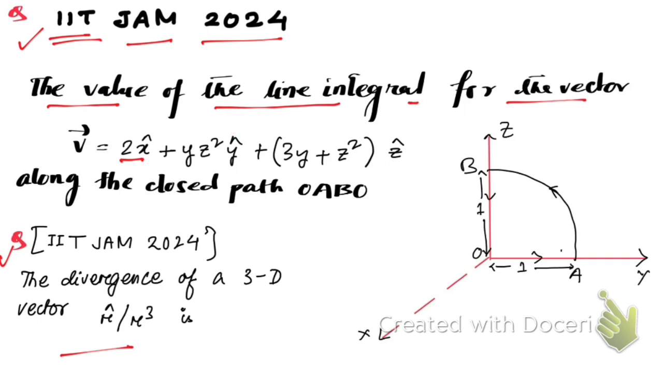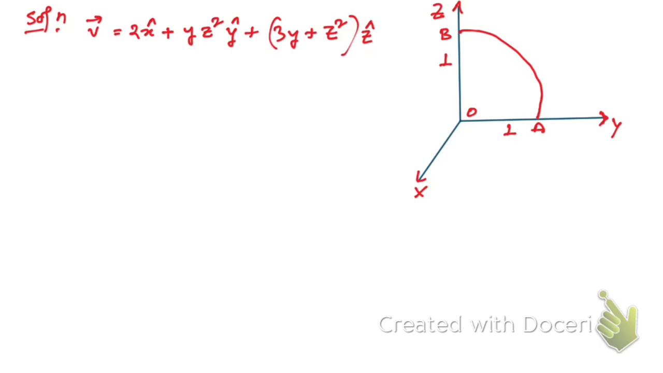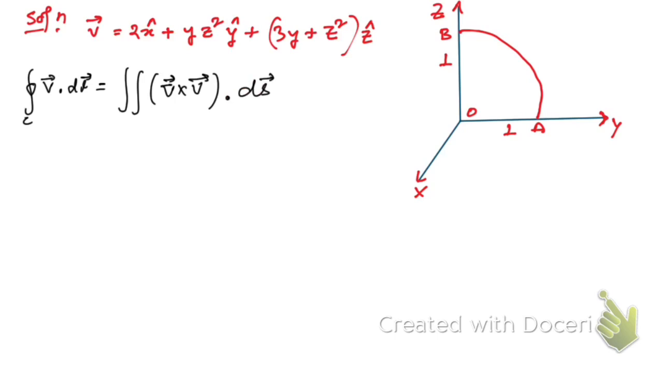So now let me take a new slide to solve this question. In order to solve this, we're going to apply the Stokes theorem. So the line integral of this vector along a closed path is given by the surface integral of curl of this vector dot ds vector, right? So we are going to apply that. First, let's find the curl of this vector.